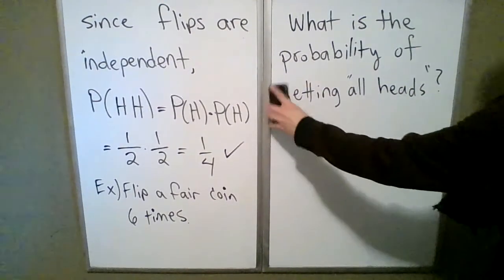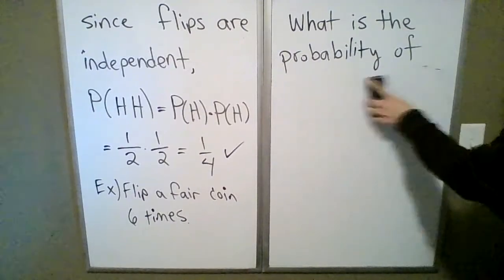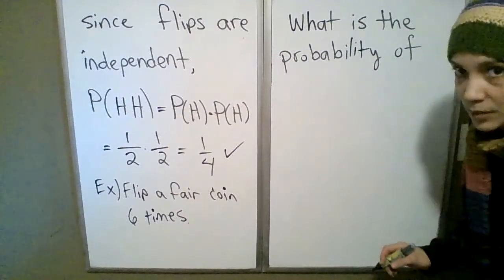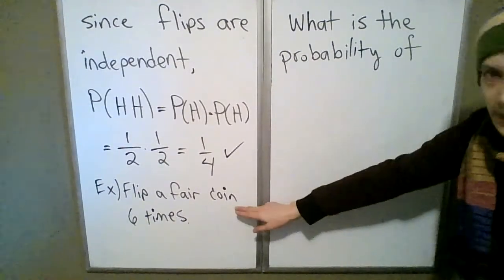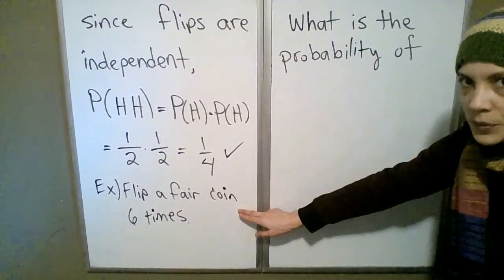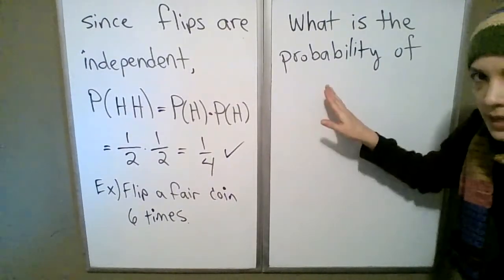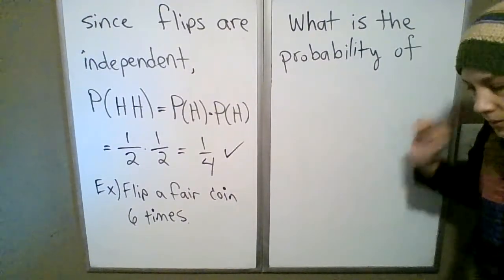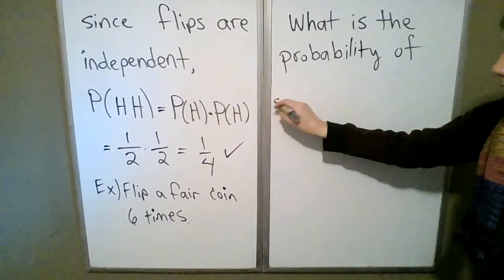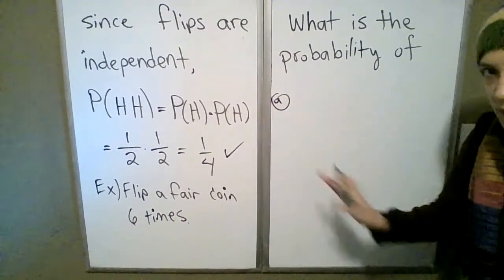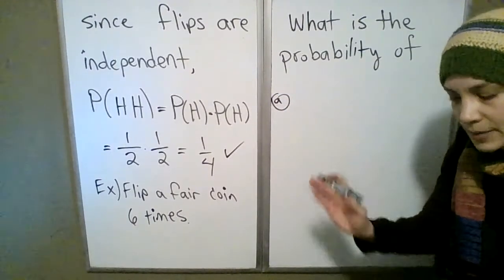Oh, actually, there's going to be a two-part problem. Okay, flip a coin, we flip it 6 times in a row, it's a fair coin. And probability of part A: getting all heads, or heads 6 times.